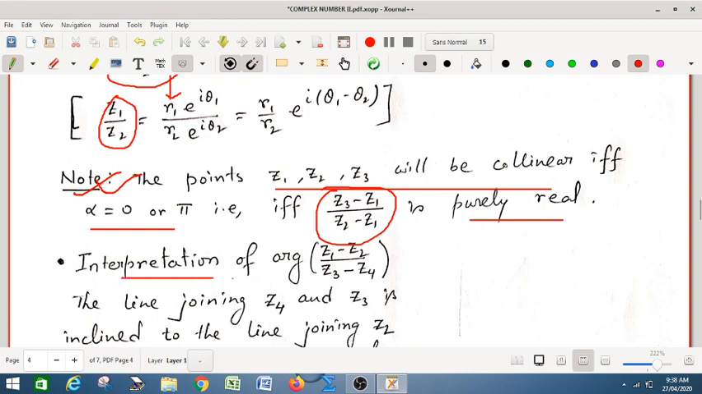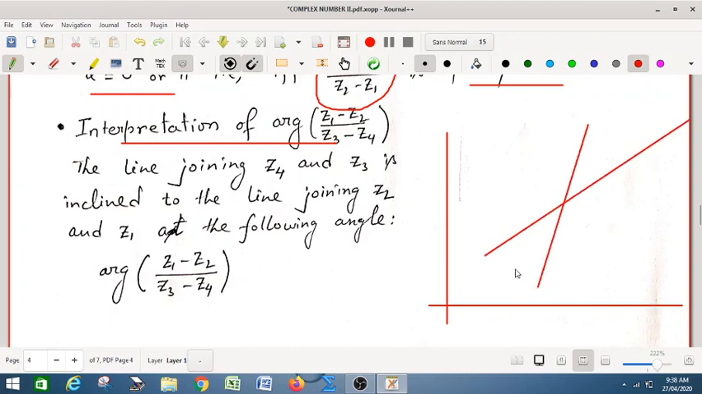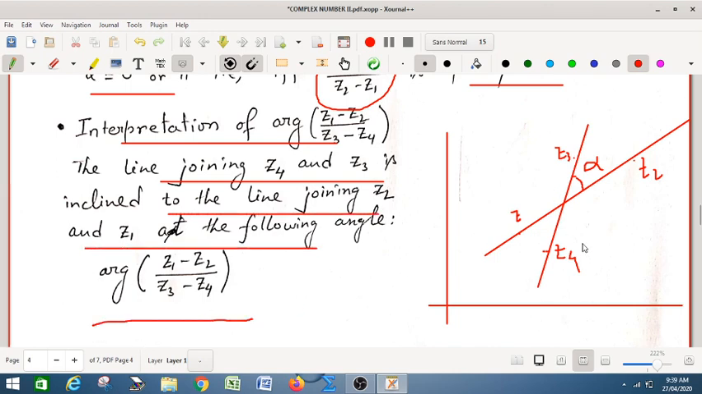Now we interpret the argument of (Z1 minus Z2) by (Z3 minus Z4). So again we will draw an Argand plane. Two lines: this is joining Z1 Z2, and this is joining Z3 Z4. So what does it represent? The argument of (Z1 minus Z2) by (Z3 minus Z4) represents the angle between these two lines, that is, it represents the angle alpha. The line joining Z4 Z3 is inclined to the line joining Z1 and Z2 at this angle. So I hope these two representations are clear to you.